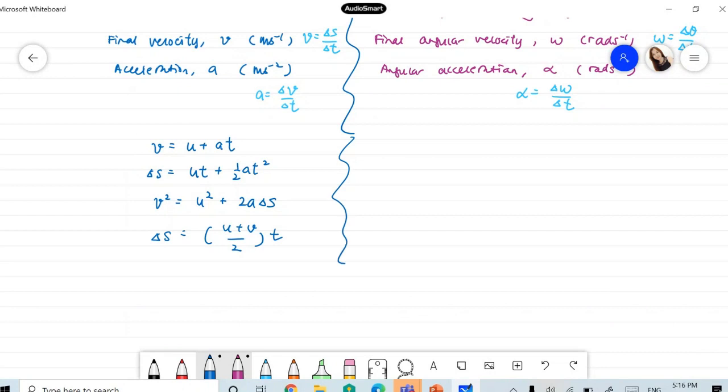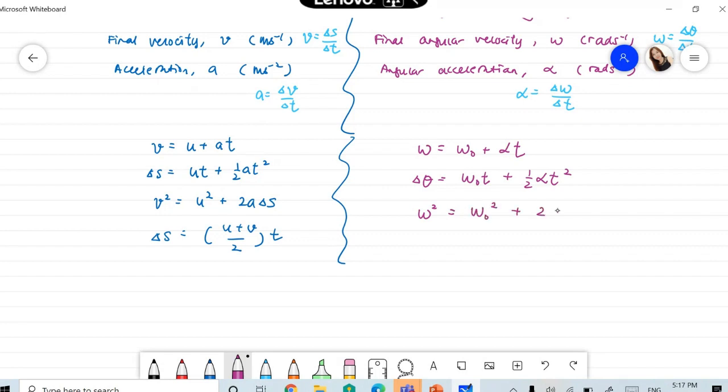We can also have similar kinematic equations applied to rotational motion. In rotational motion, we have omega equal to omega naught plus alpha t. Then the kinematic equation is delta theta equal to omega naught t plus half alpha t squared. Then the final angular velocity is given by omega squared equal to omega naught squared plus 2 alpha delta theta. Lastly, delta theta is equal to (omega naught plus omega) over 2, multiplied by t.